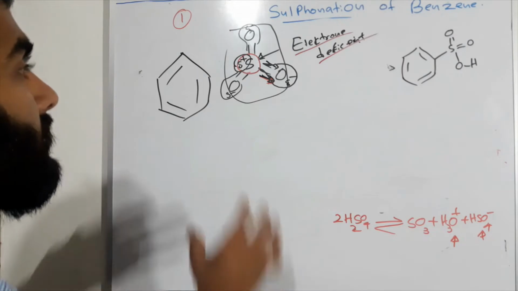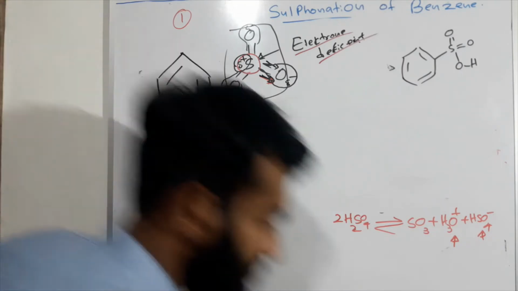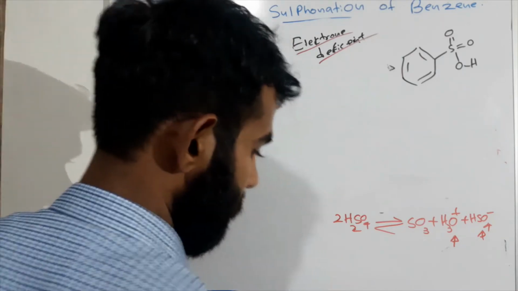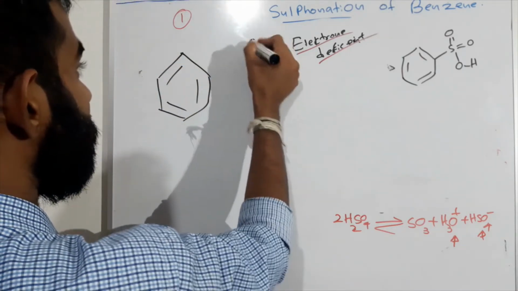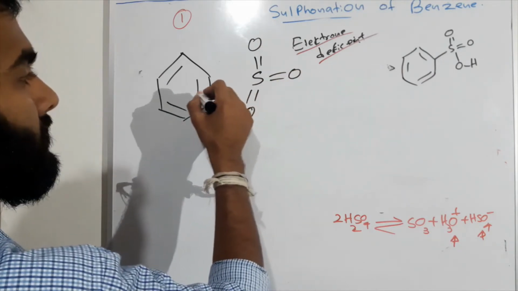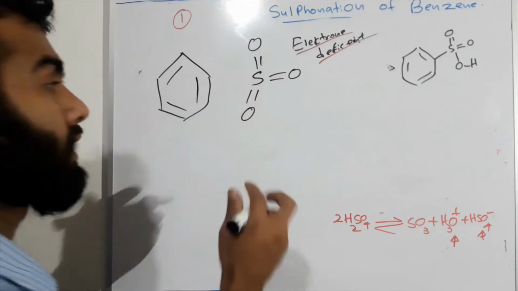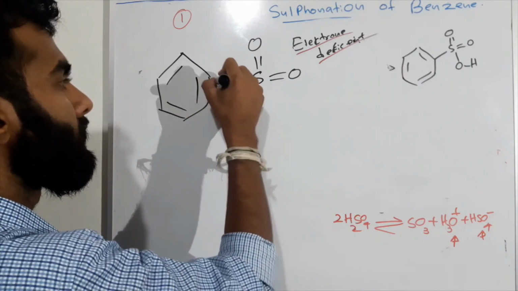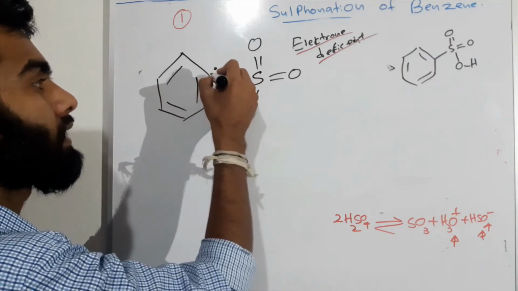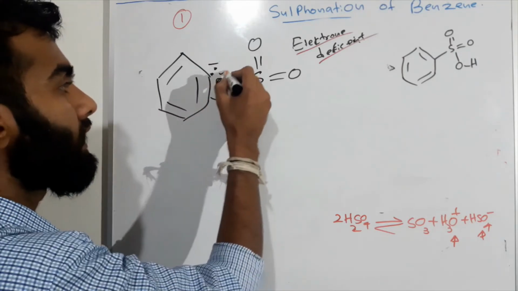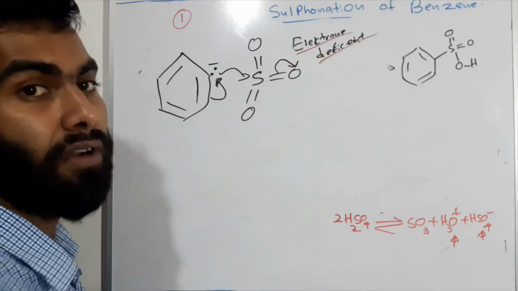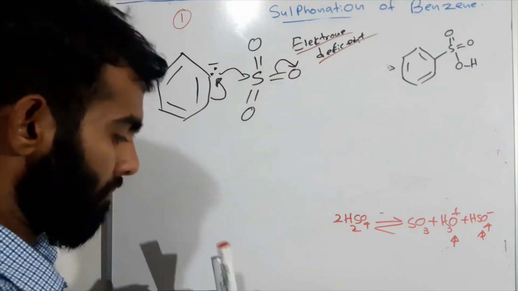However, because of this electron deficiency, our aromatic ring's pi bond will heterolytically cleave towards one carbon, and that carbon gets those 2 electrons and becomes negatively charged. This will attack the sulfur, and one sulfur-oxygen pi bond will break towards oxygen.